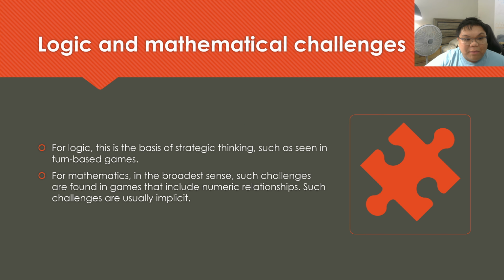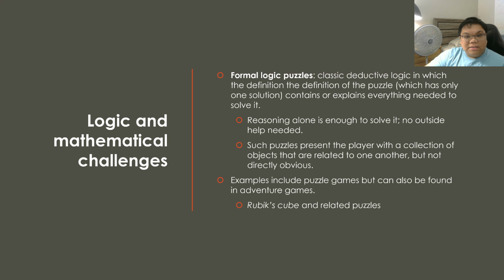Okay, so logic and math puzzles. So for logic, this is the basis of strategic thinking as seen in turn-based games. For math, in the broadest sense, such challenges are found in games that include numeric relationships, and such challenges are usually implicit. Formal logic puzzles, these are your classic deductive logic puzzles, where the definition of the puzzle, which only contains one solution, contains or explains everything needed to solve it. Reasoning alone should be enough to solve it. No outside help should be necessary.